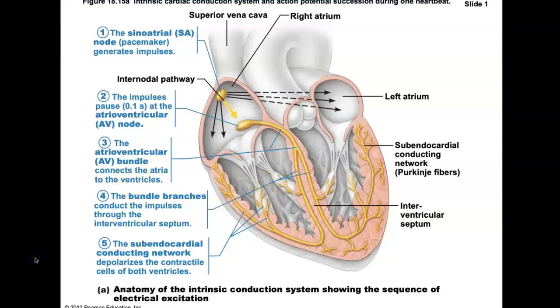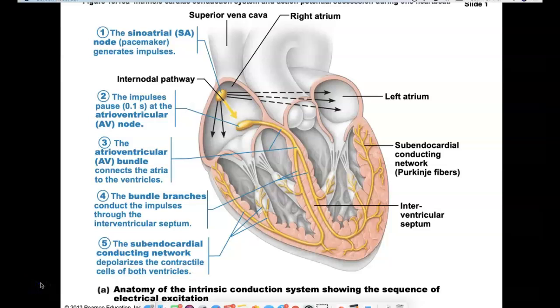The SA node typically generates impulses about 75 times every minute. It sets the pace of the heart as a whole because no other region of the conduction system or the myocardium has a faster depolarization rate, and that's the reason we refer to this as the pacemaker. From the SA node, the depolarization wave spreads via the gap junctions through the atria and via the internodal pathway to the AV or atrioventricular node, which is located in the inferior portion of the interatrial septum, immediately above the tricuspid valve.